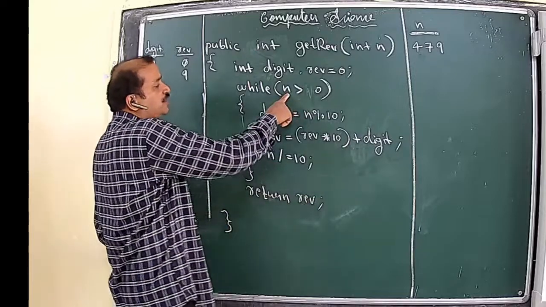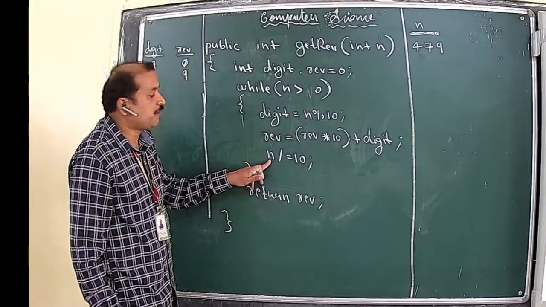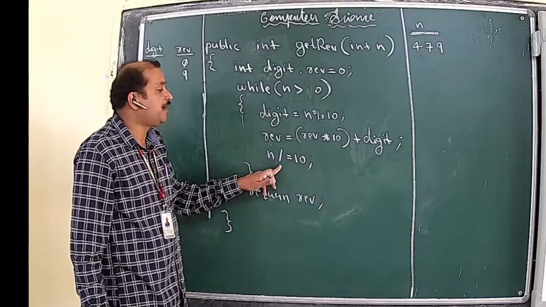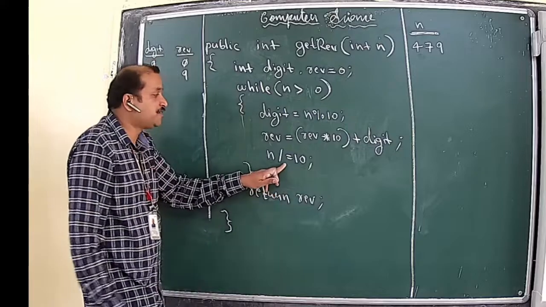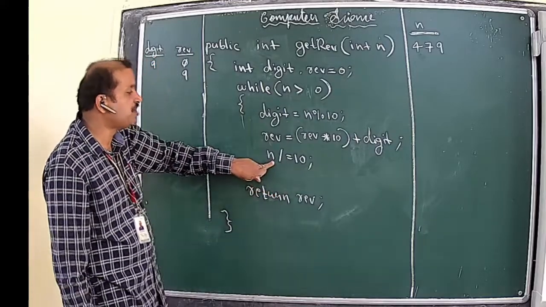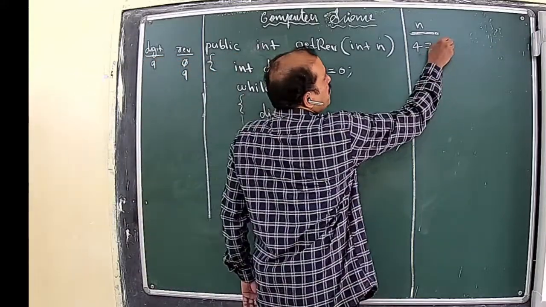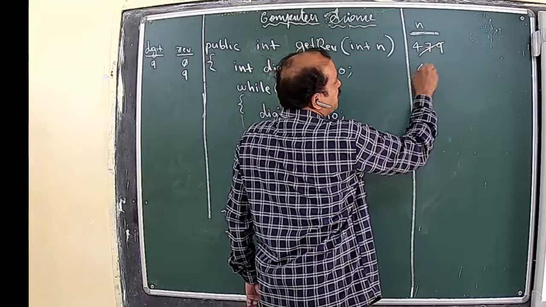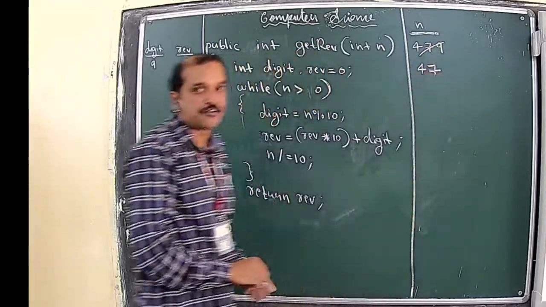Again, the condition is tested, n is greater than 0. After that, there is one more statement, n divided by 10. N equal to n divided by 10, with a special shorthand assignment operator. The meaning of this expression is n equal to n divided by 10. So this value is going to be 47, since 479 divided by 10 is 47.